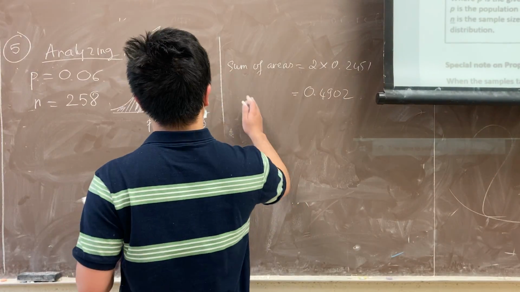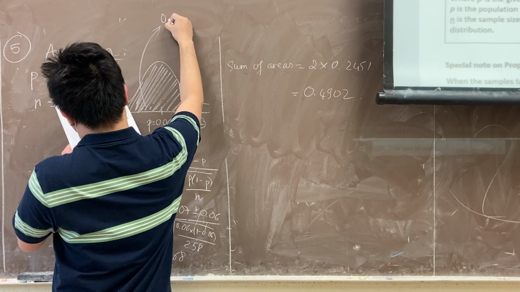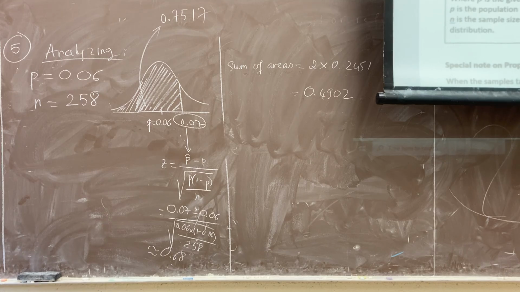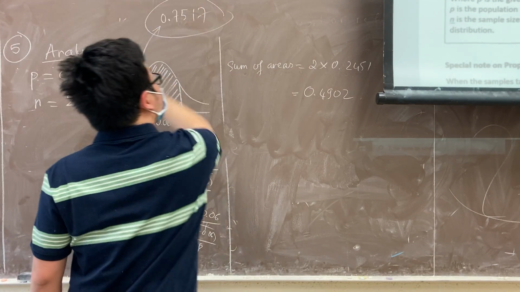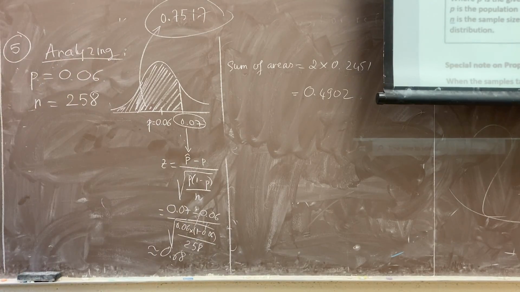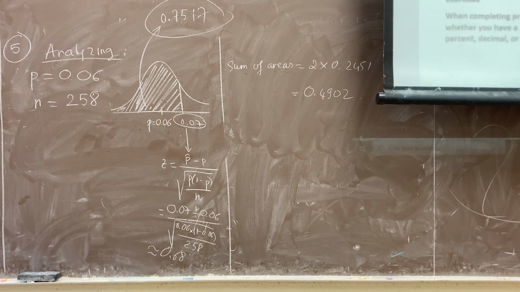So the area of this one is 0.7576. Okay, that is the final result, the final answer for this. Any questions? It's for proportions. Okay, and that finishes chapter 7.